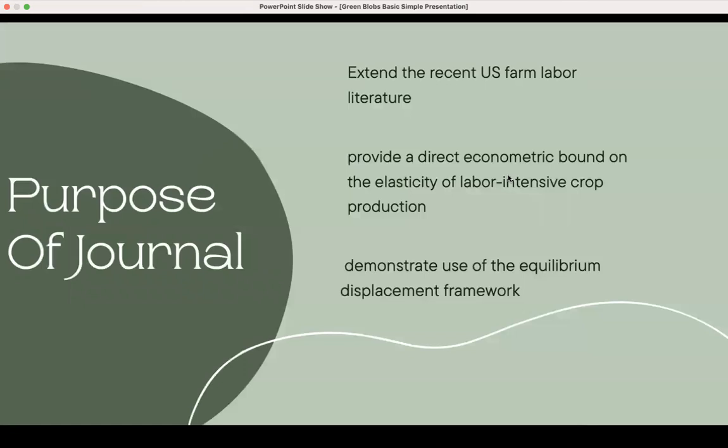So basically, this journal article serves three main purposes: it extends the literature on U.S. farm labor, provides a direct economic bound on the elasticity of labor-intensive crop production with respect to the farm labor supply, and demonstrates a novel use of an equilibrium displacement framework that could be adapted to a variety of settings and data.